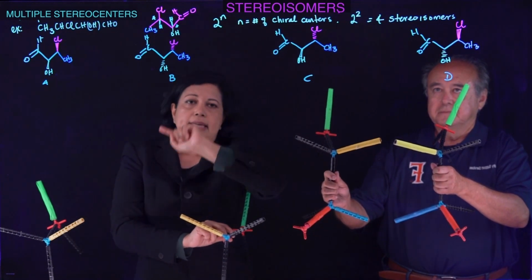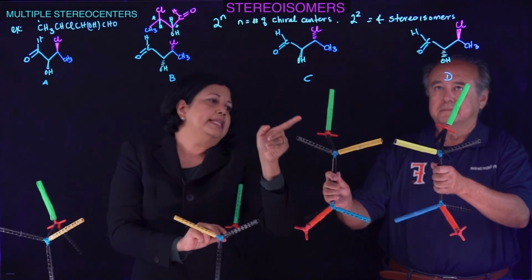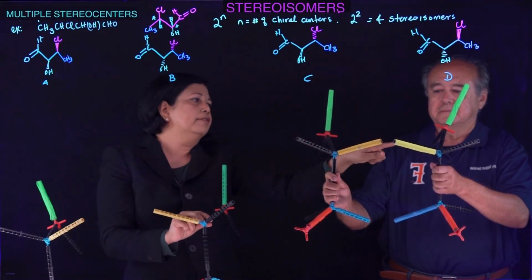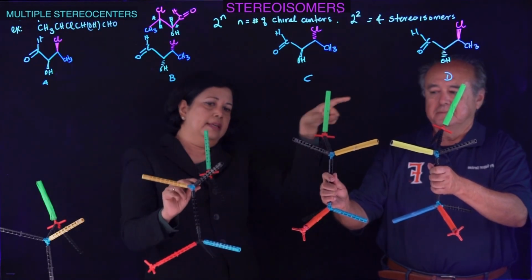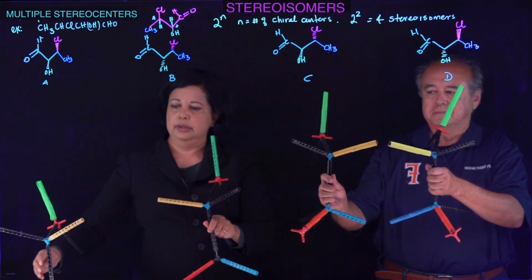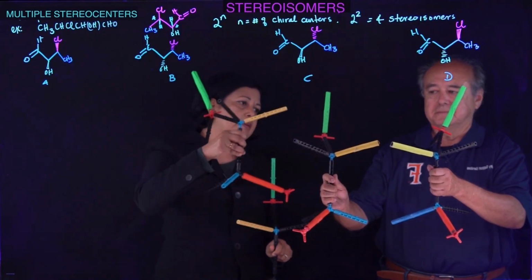All the others will be diastereomers for that. And it will be the same for C. C would only have a mirror image with D. So those are enantiomers. All the others for this molecule would be diastereomers, and same with D.